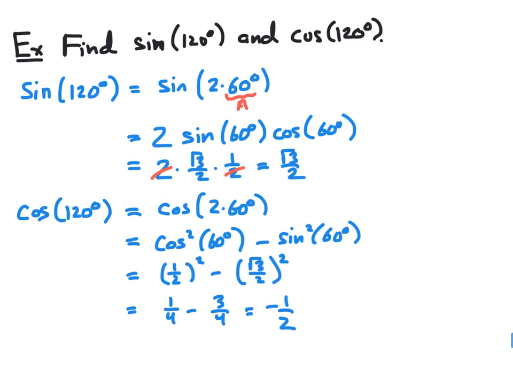If you would have used either of the other two identities for the cosine of 2 times an angle A, you would have also obtained negative 1/2. And so those three formulas can be used interchangeably.